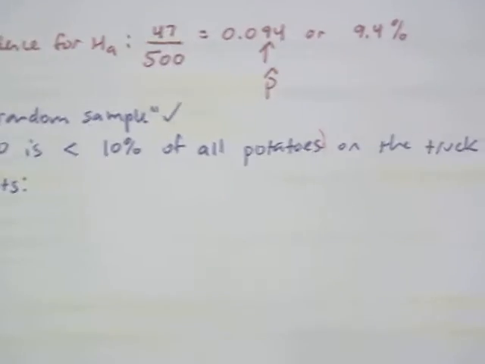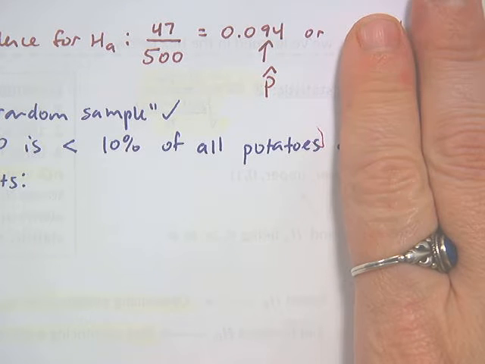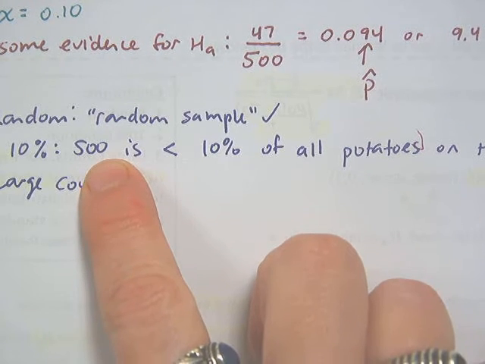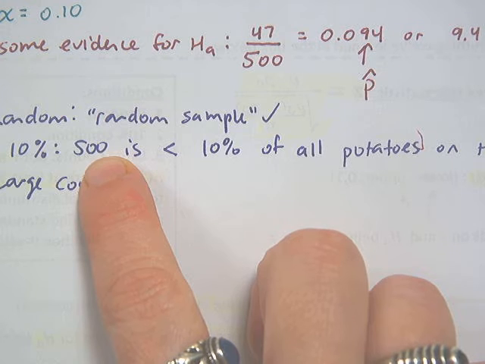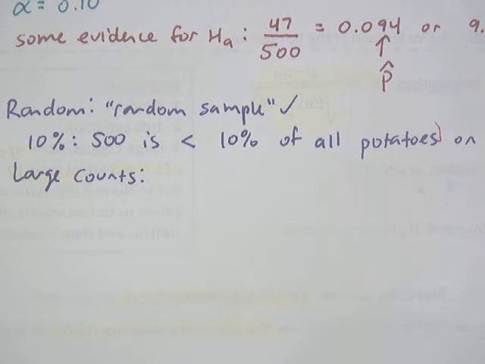The reason that "on the truck" is important is if you just leave it at all potatoes, was that all potatoes in the world? Is that all potatoes in the US? It's not specific enough. We're talking about potatoes on the truck. The reason I know that is because there's going to be more than 5,000 potatoes on a giant truck. Okay? Now, large counts is where we have to do a little bit of math.